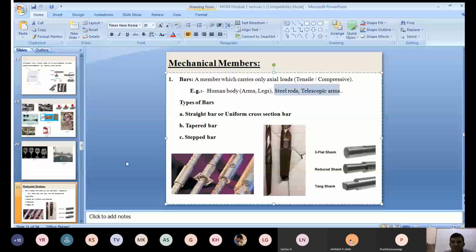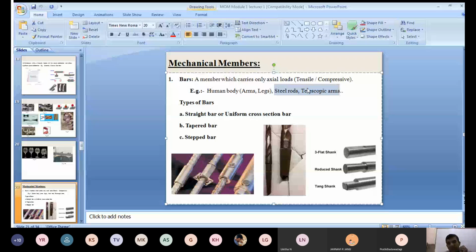How do you fix the steel rods in the windows or in gates? By applying an axial load, right? It may be tensile or compressive in nature. Those mechanical members are recorded as bars. Now remember, bars are nothing but mechanical members subjected to axial loads, only axial loads.